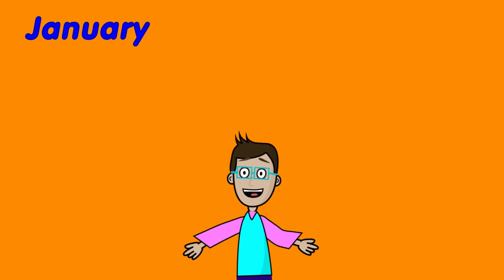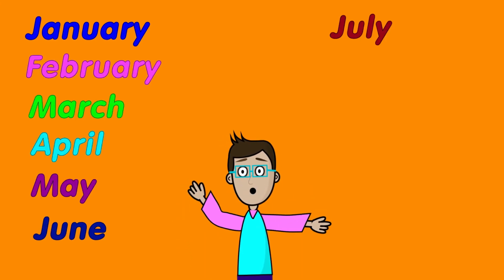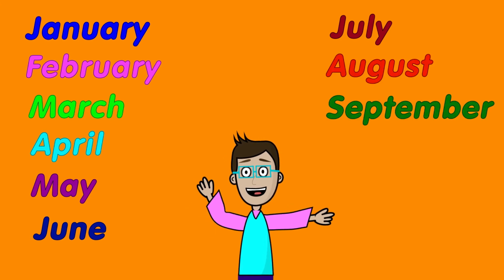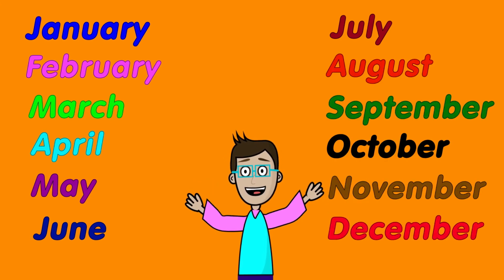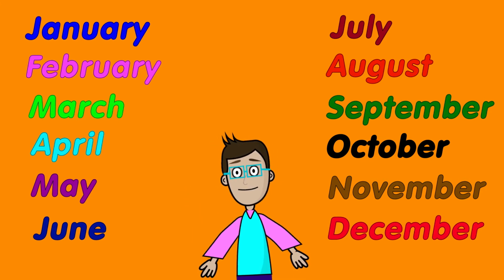Ready? January, February, March, and April, May, June, July, and August, September, October, November, December. Those are the months in a year.